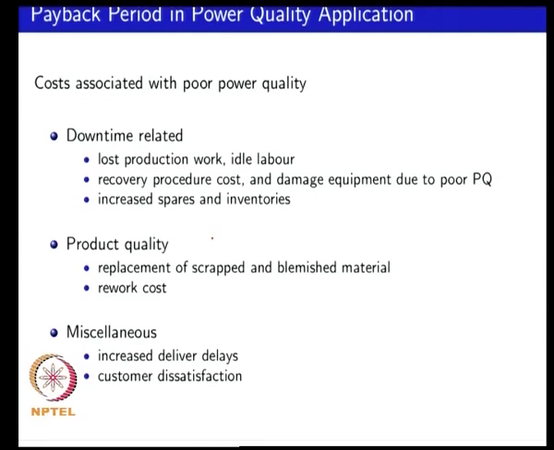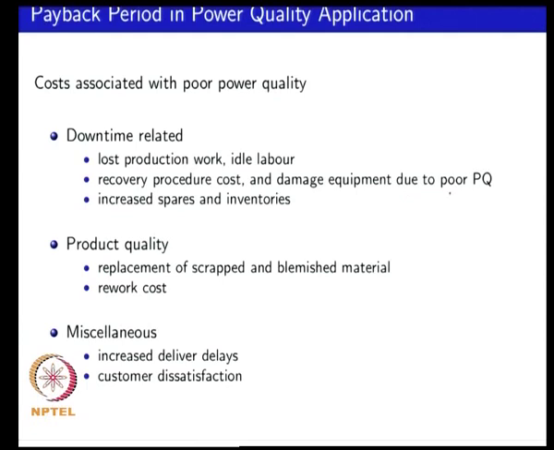Also, we will look at this in a situation where you might be in a commercial or an industrial environment. For example, if you have an outage, you might have downtime in your production process, you might have lost work, people sitting around idle because there is no power available, and once the power comes back, you might have to go through a recovery process. There may be damage to equipment because of power quality.